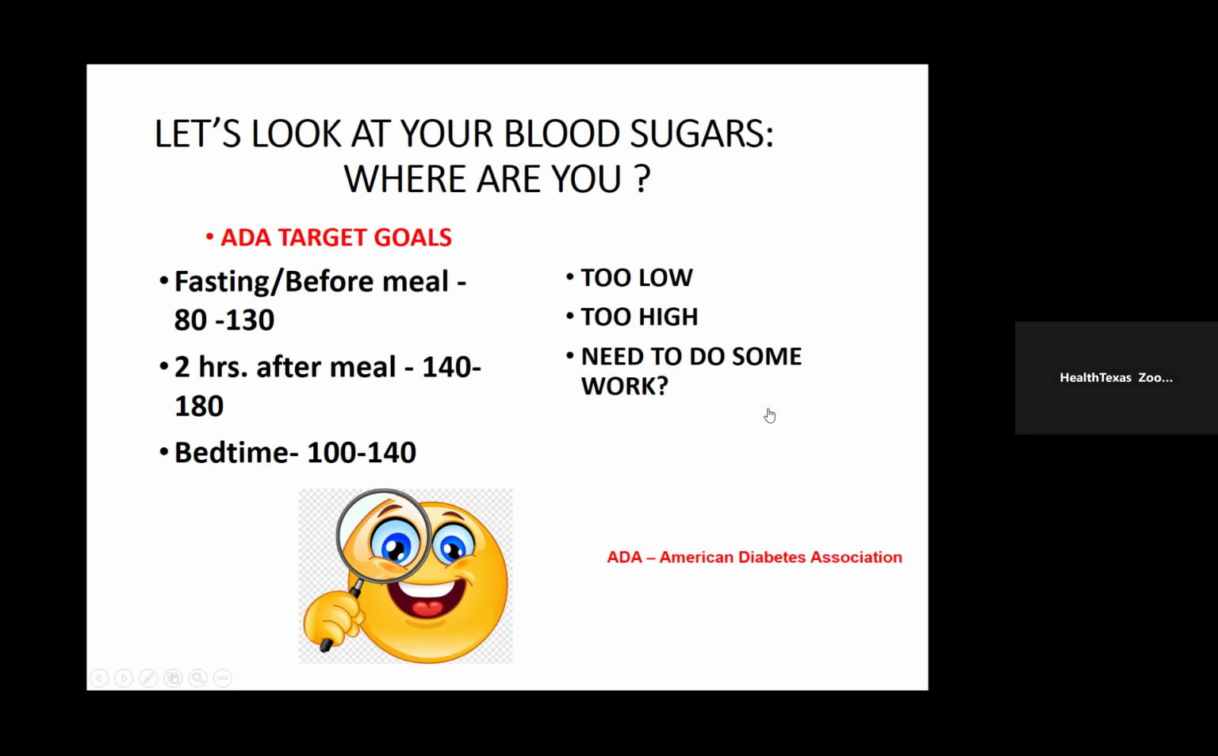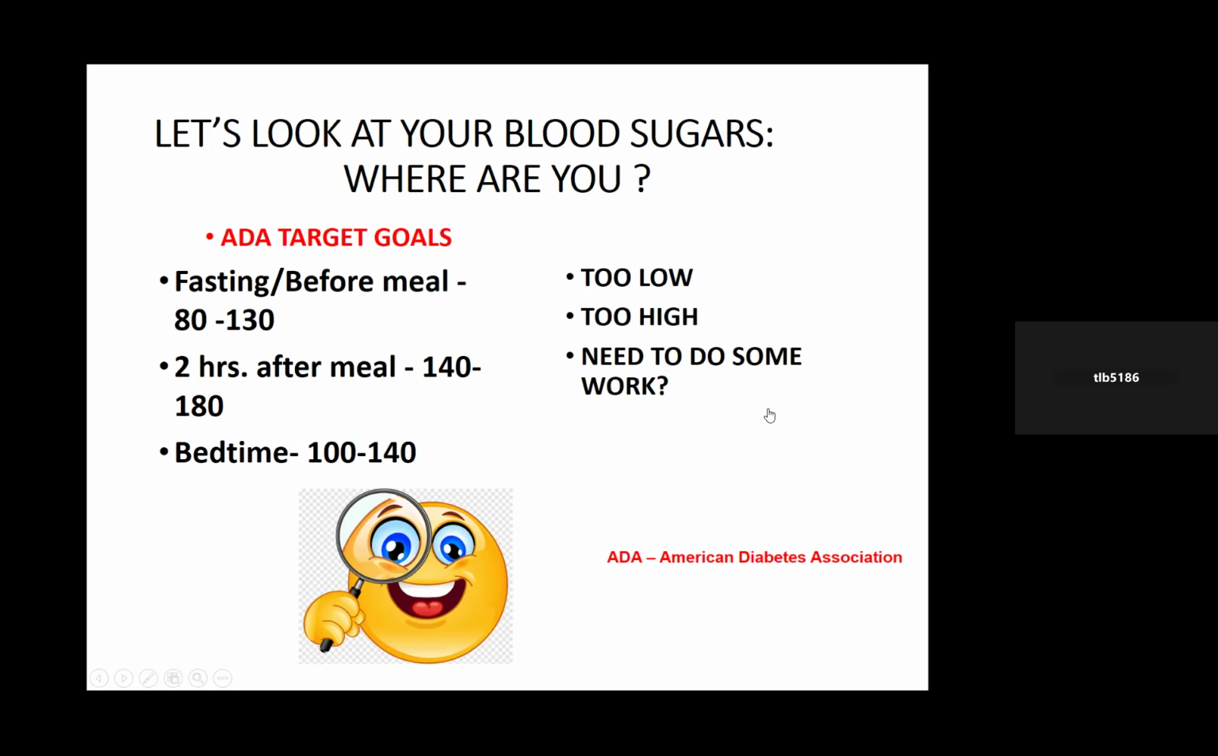And so the big question is, at these various times of the day, are our blood sugars too high, too low, and do we need to do some work to get them in range at these certain periods of the day?